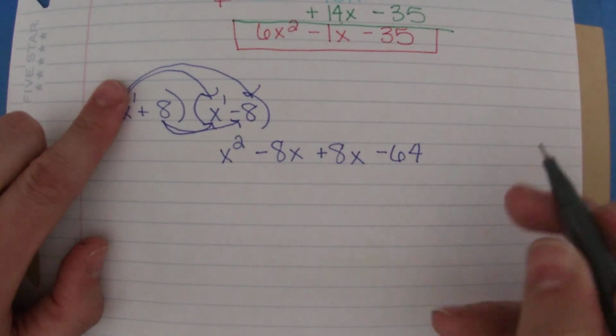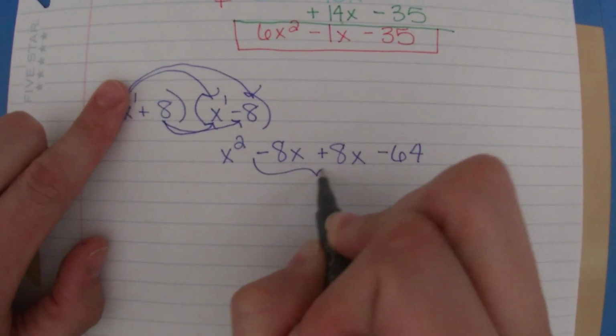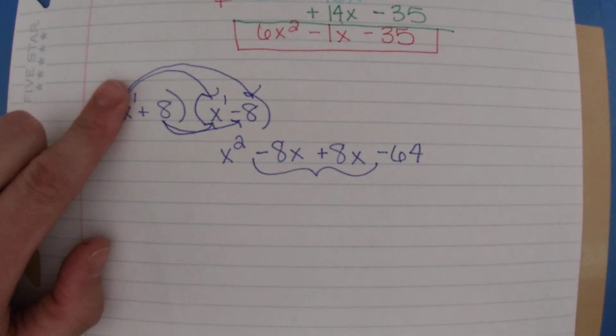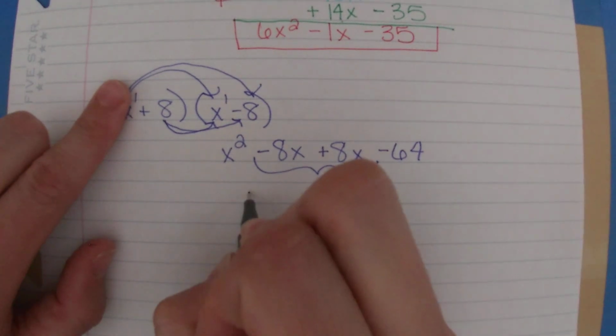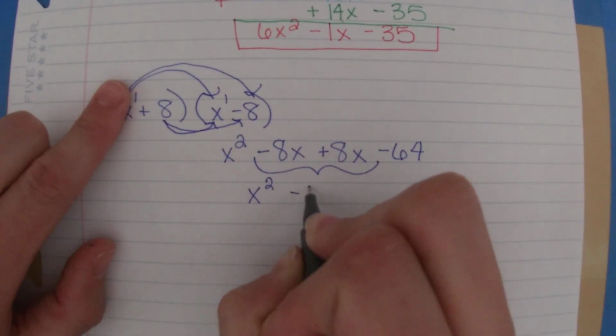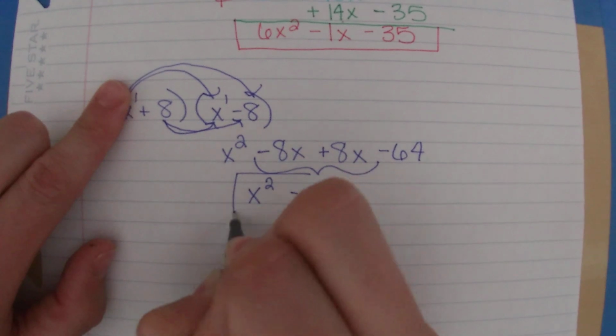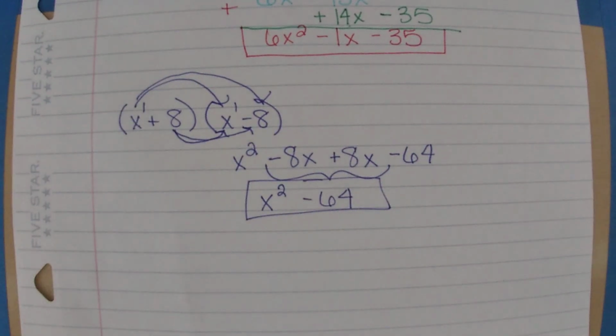Again, we still have to make sure we get like terms combined. So right here we have like terms. So a negative 8x plus an 8x is a 0x. So we don't need to write that down at all. Those just go away and we're left with x squared minus 64.